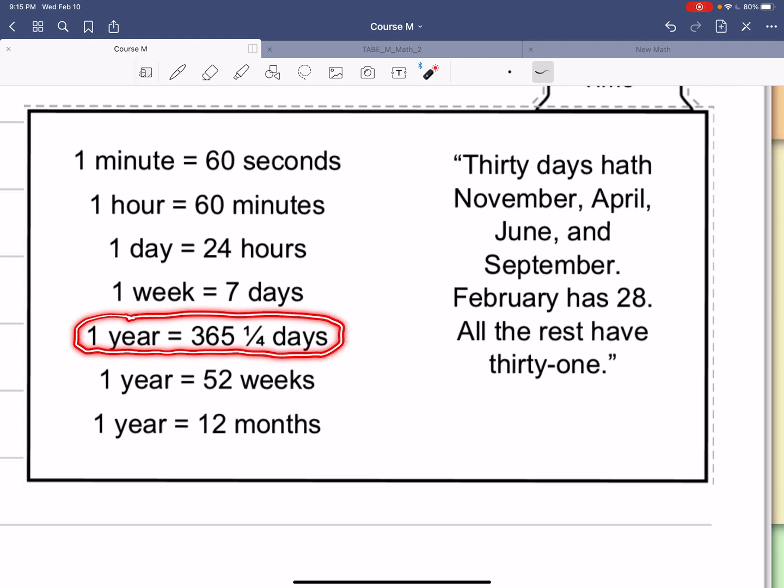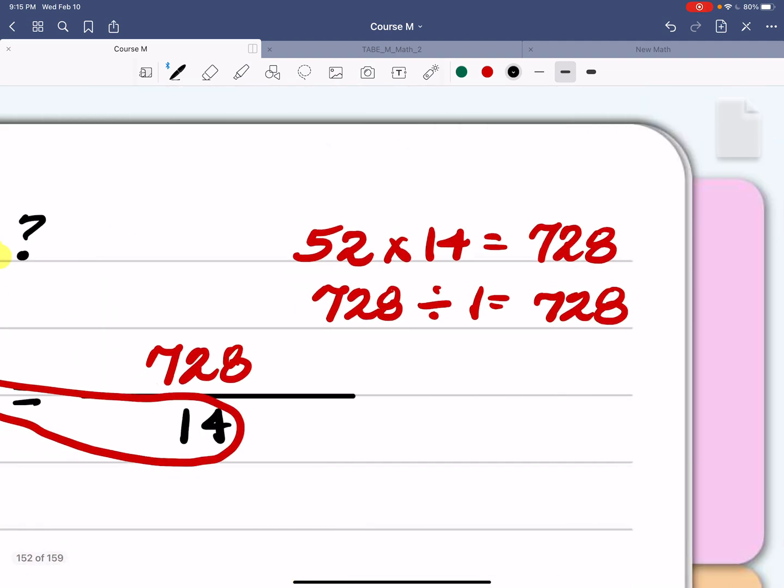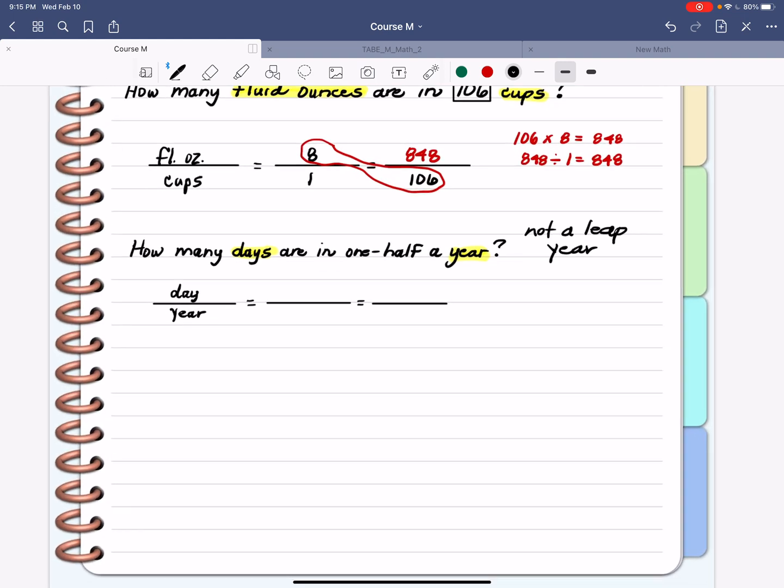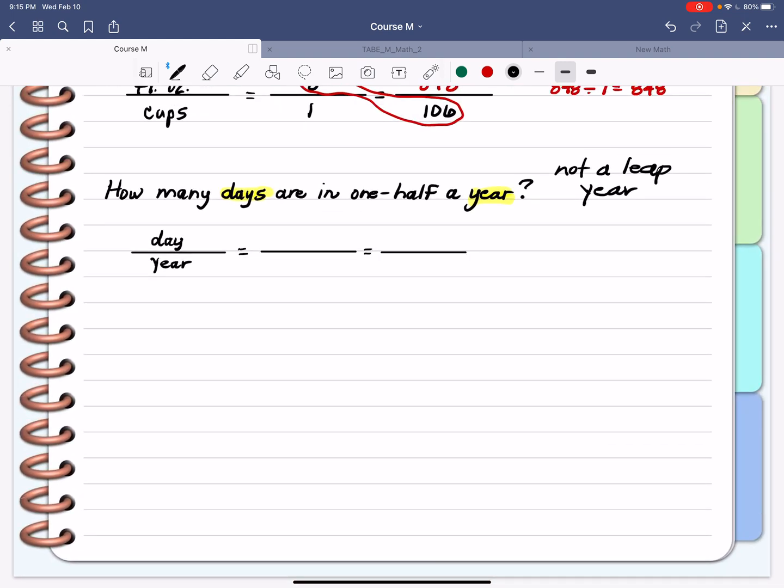Now, if we want to be really precise, we're going to use the 1/4. I'm not. I'm just going to use the 365. We're going to say that this is not a leap year. Let's just make that clear so we know what we're talking about. So in a year that's not a leap year, there are 365 days in 1 year.